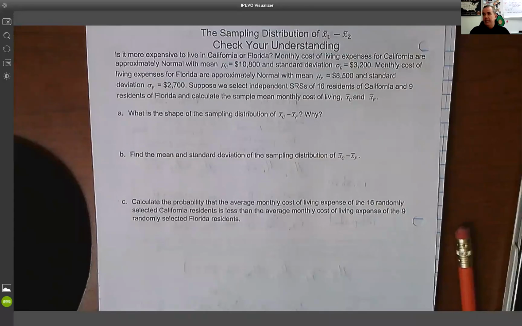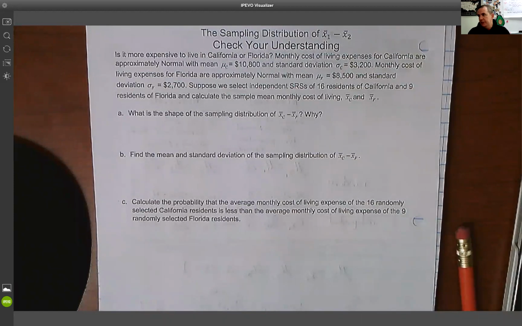Okay, now what we're going to do is the example on the back. The previous one I went through was the lesson for today. Now we're going to do the example on the back. So what we have here is, is it more expensive to live in California or Florida?